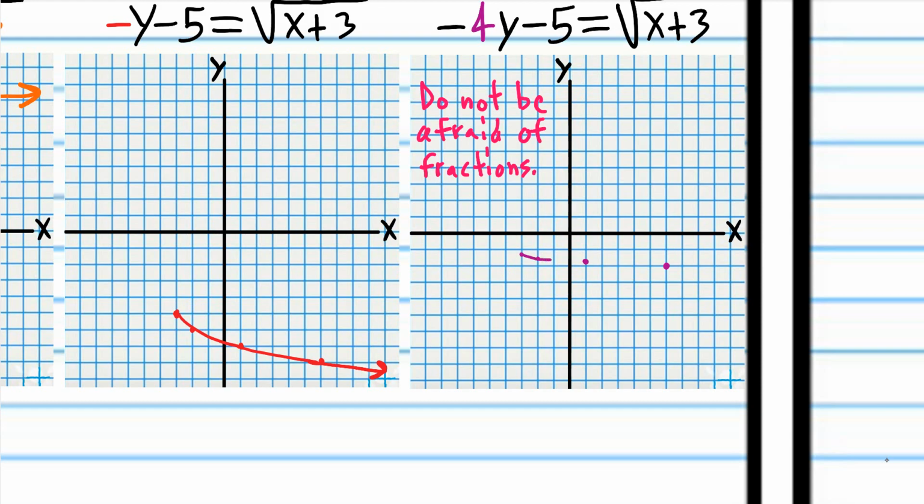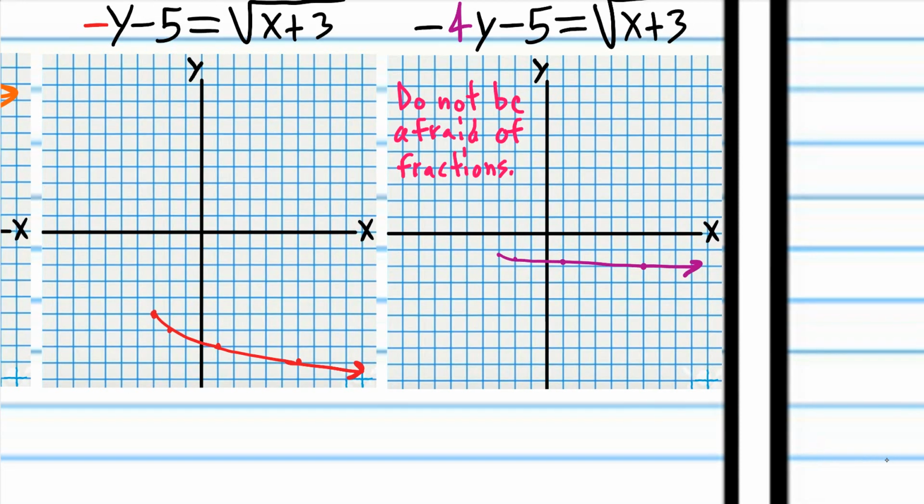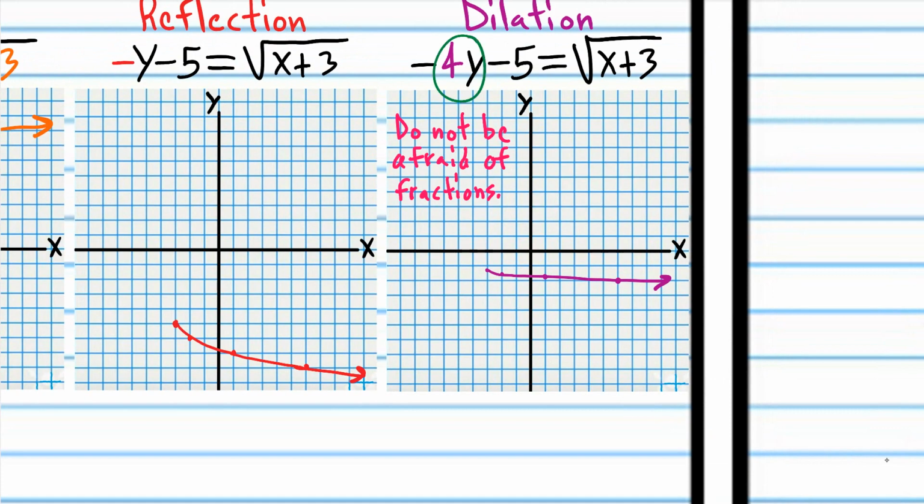Okay, now we're going to connect the dots, and you see that this curve is kind of flattened out. When you multiply y, that's a vertical compression. So what we did is we pushed up and pushed down. If there were parts of the graph that were up here, we would have pushed down. I guess inwards is not a good way to describe it.